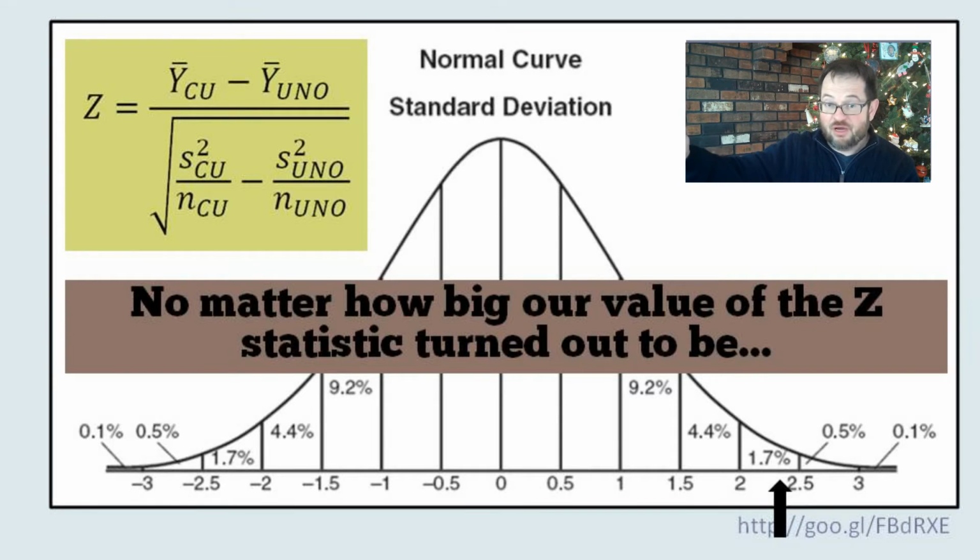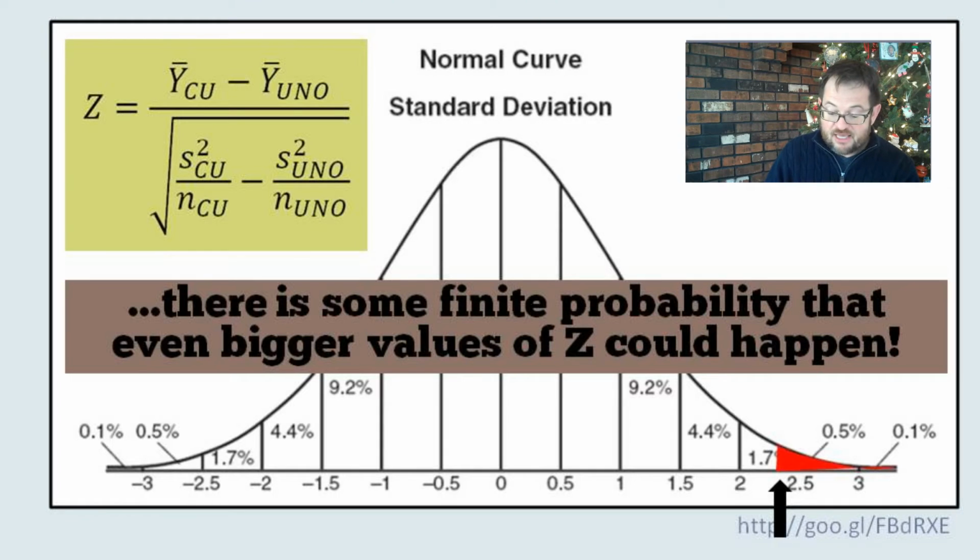2.3 is pretty far out there into the tail of the distribution, but no matter how far out into the tail I happen to be, there is some finite probability that an even bigger value of z could happen just by chance. I indicated that by shading in that part of the bell curve in red. I just might happen to have weird samples. I might just happen to have a really tall sample from Creighton. I might just happen to have a really short sample from UNO.